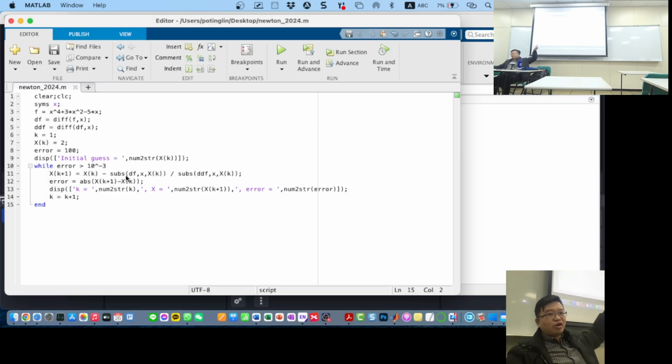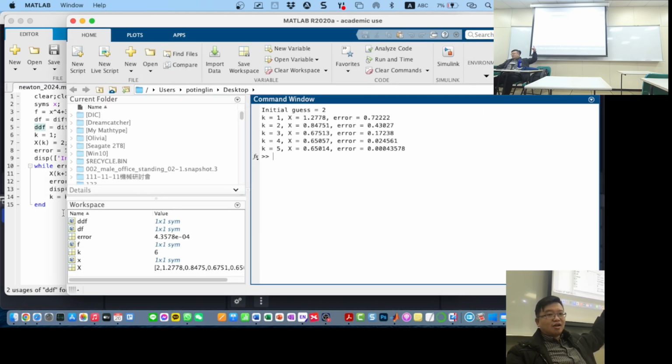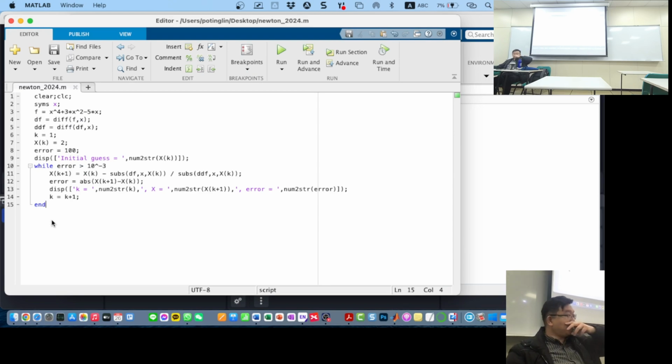Every iteration, we only plug into the DF and DDF twice. Of course, it's a derivative, so it's a little different from directly substituting F. But from here, you can tell the required number of function evaluations is very small, maybe 10 times, 20 times. I will tell you exactly how many times MATLAB evaluates.